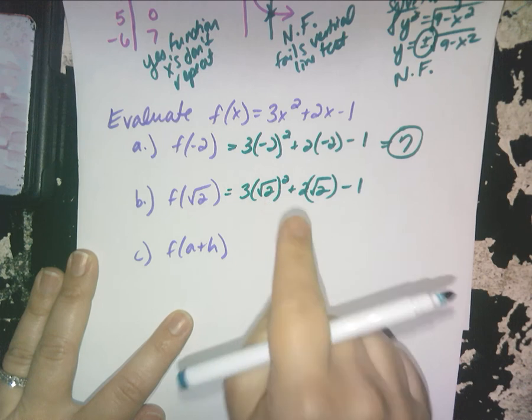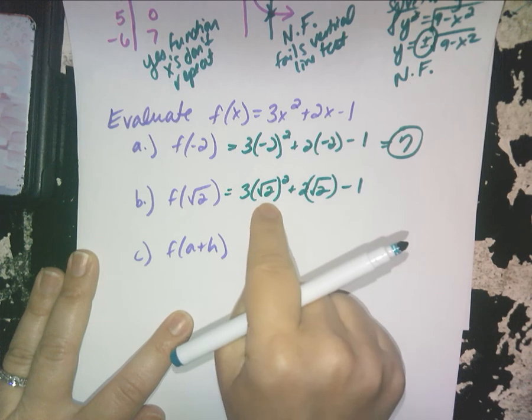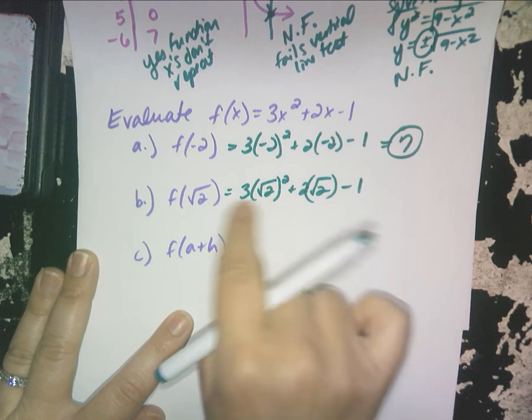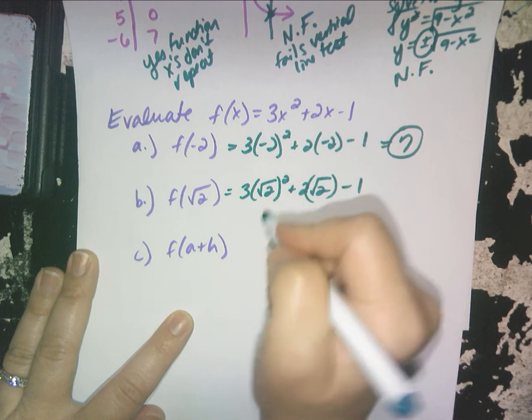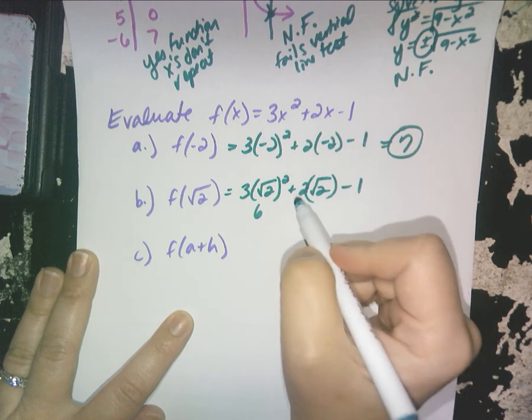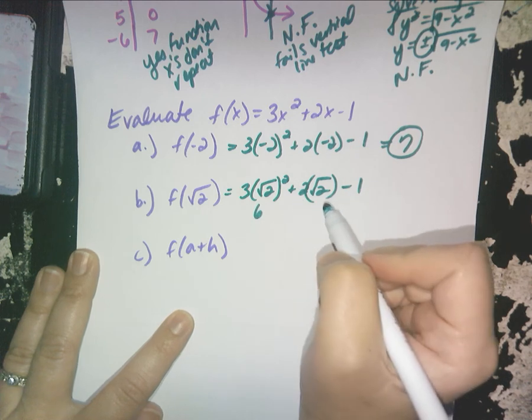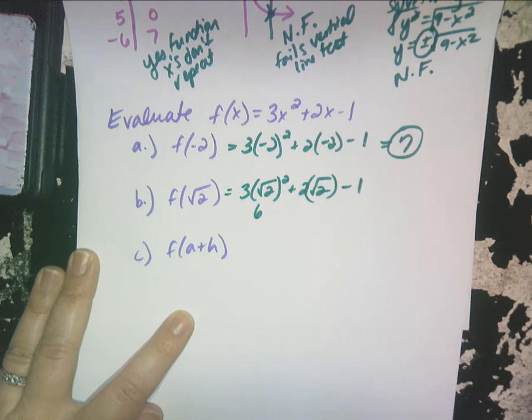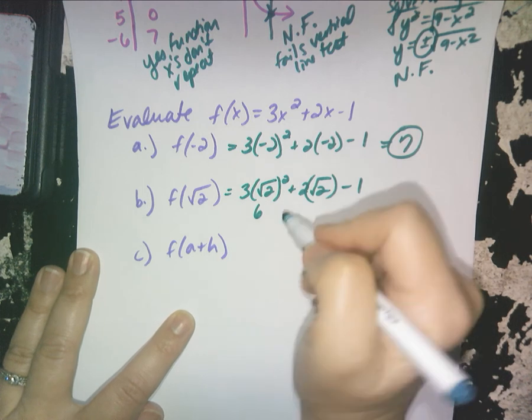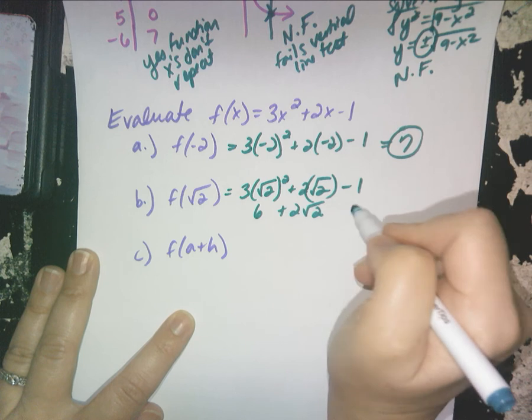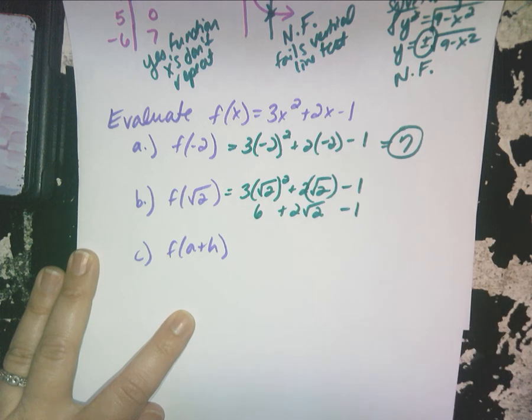I chose that square root of 2 because what happens when you square a square root? So what would this be? 6. And then what do you do when you do 2 times square root? How do you write that? 2 root 2. It's not root 4. It's 2 root 2. Okay? So you just leave it like that. And then minus 1. So now how do I clean that up?